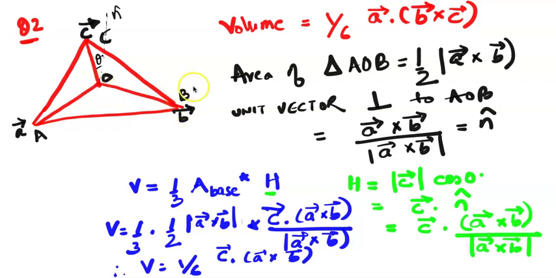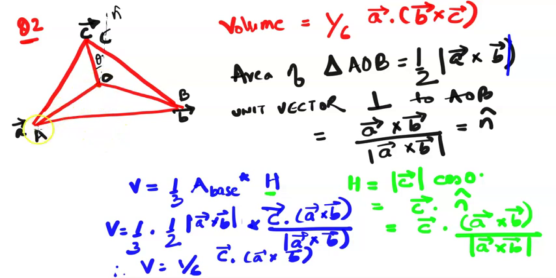Now area of the base, we know from property of triangle, can be written as half base into height, which is half a cross b, which is the determinant of a cross b, right? Now volume is nothing but 1/3 of the base into height. So we need to find height. How would you find height?